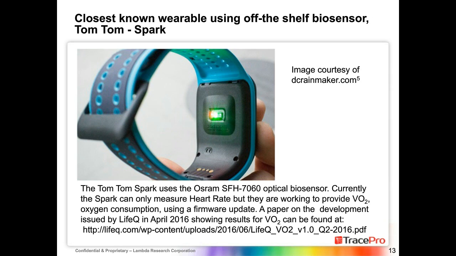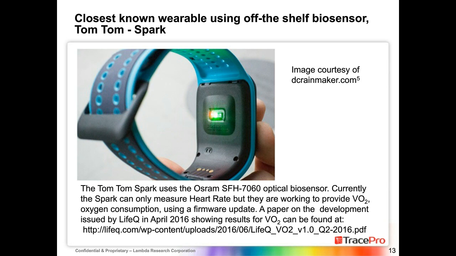So right now, state of the art, where are we? Well, there is a wearable right now that uses that OSRAM SFH7060 optical biosensor. It's the TomTom Smart, and you can see a picture of that right here. This image is courtesy of DCRainmaker.com, and it's a complete paper on where the development of this is going. Currently, as I understand, they don't have the oxygen heart rate being captured at this point in time with this device, but they're hoping to provide it as a firmware update.